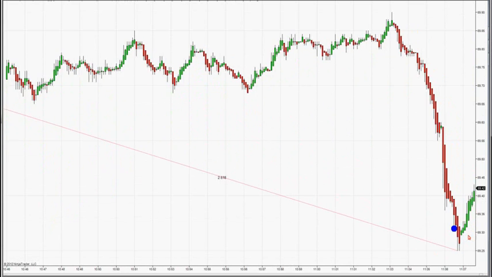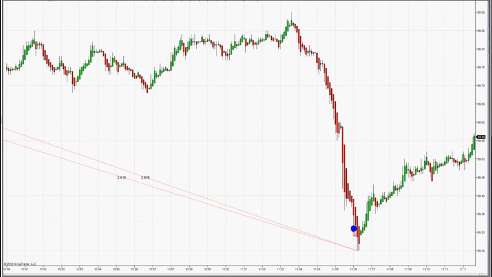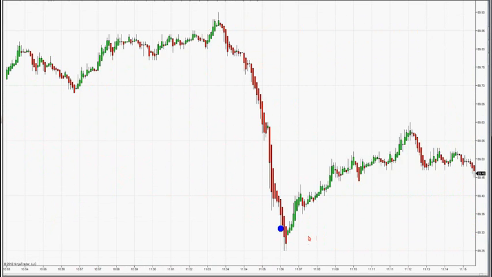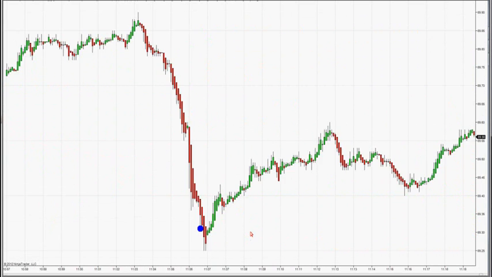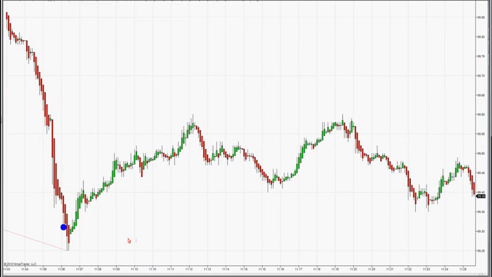Here's a dot that popped up. The entry was this third green bar here, which I'll go over in the conference call. But as you can see, the market rallied a real quick 40 ticks almost immediately right after the dot popped up.